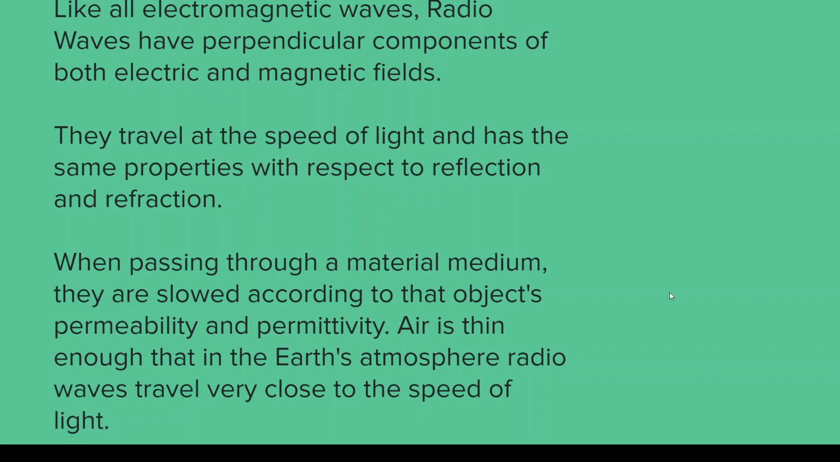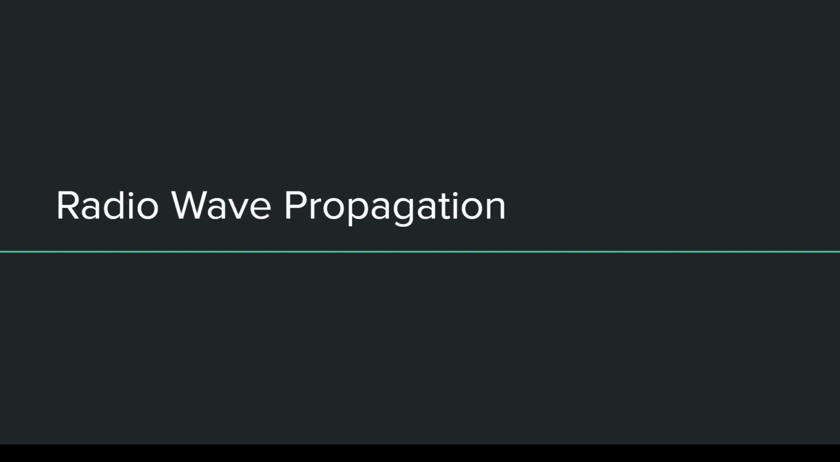Radio waves are slowed down according to that object's permeability and permittivity. Air is thin enough that in the Earth's atmosphere, radio waves travel very close to the speed of light. It is saying that in the atmosphere, the refractive index is not high enough for the speed to reduce considerably as compared to the speed of light. The speed is very comparable to the speed of light. And now let's start the radio wave propagation.